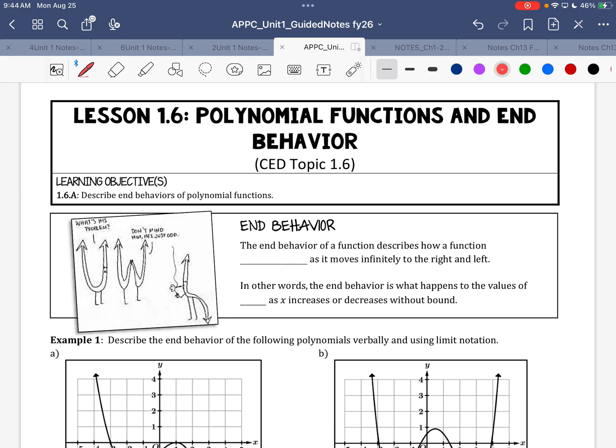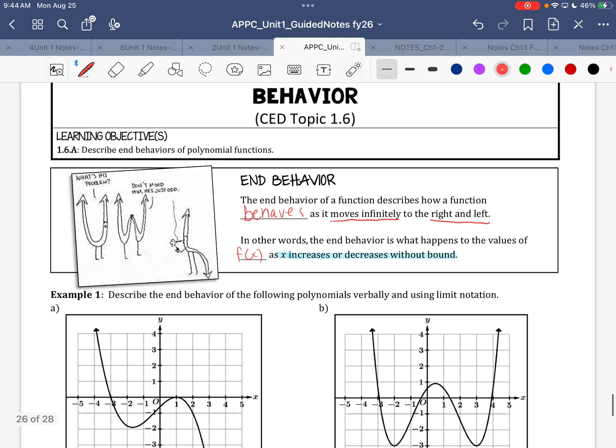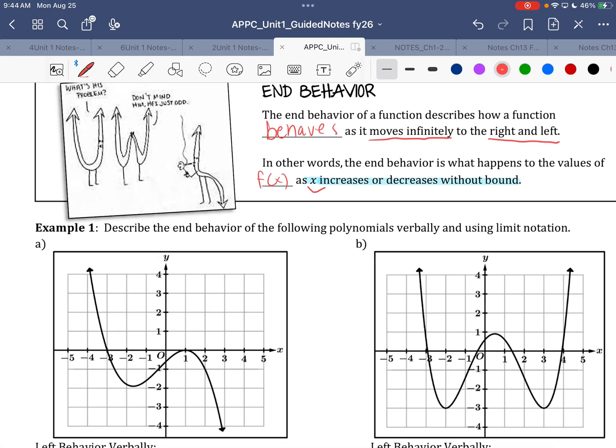The end behavior of a function describes how a function behaves as it moves infinitely to the left or the right. In other words, the end behavior is what the values of y or f of x are doing as x is increasing or decreasing without bound. Because we're going to need this soon, I'm going to describe: as x increases without bound would be x going to positive infinity. X decreases without bound is x going to negative infinity.